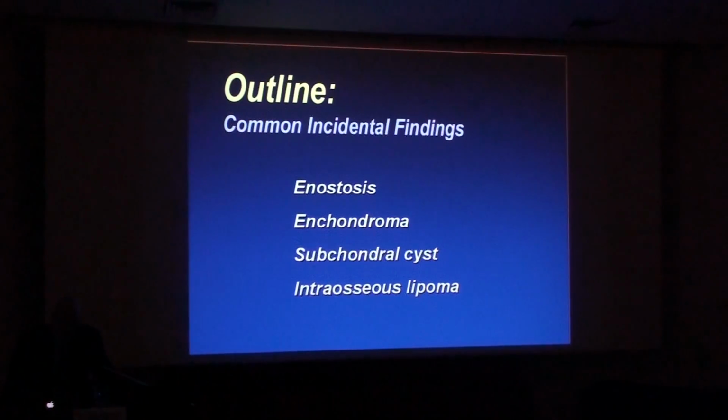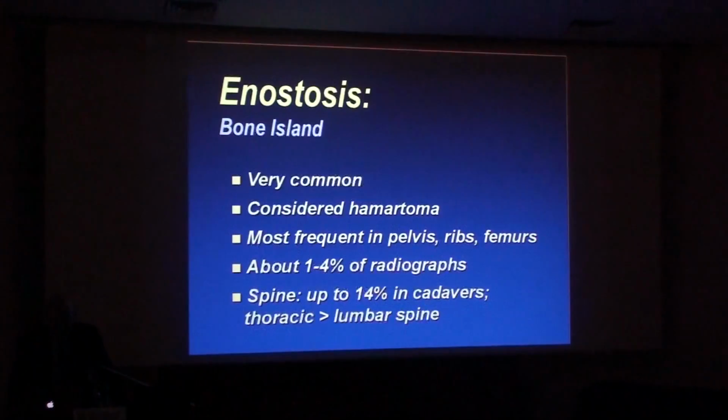The simple bone island, or enostosis, the enchondroma, which we find now is really quite common, the subchondral cystic lesion, and the intraosseous lipoma, which we used to think is rare, but with MR we find is actually quite common. And let's begin with the enostosis.